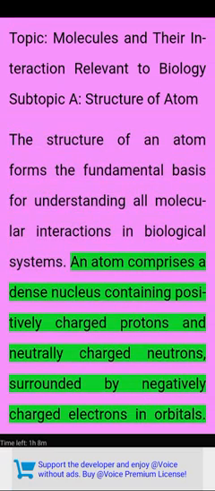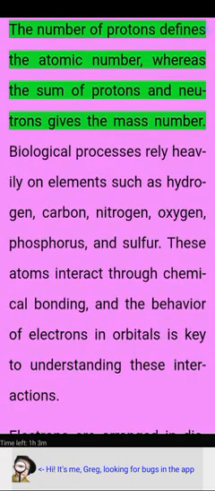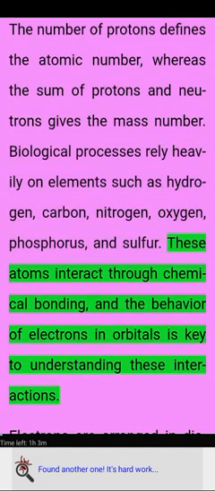An atom comprises a dense nucleus containing positively charged protons and neutrally charged neutrons, surrounded by negatively charged electrons in orbitals. The number of protons defines the atomic number, whereas the sum of protons and neutrons gives the mass number. Biological processes rely heavily on elements such as hydrogen, carbon, nitrogen, oxygen, phosphorus, and sulfur. These atoms interact through chemical bonding, and the behavior of electrons in orbitals is key to understanding these interactions.